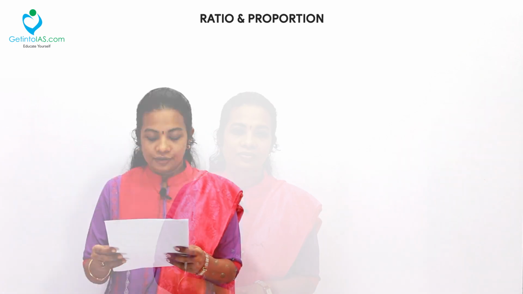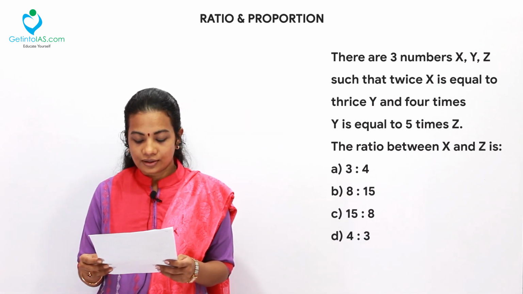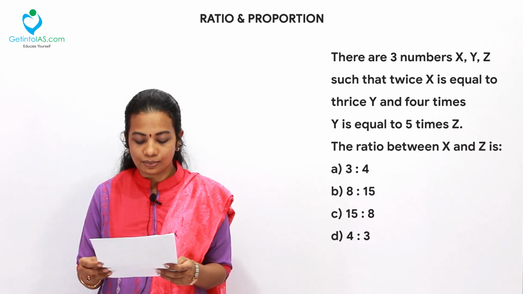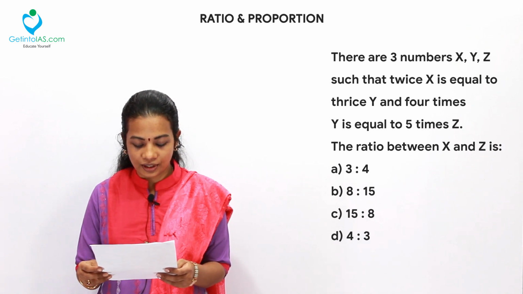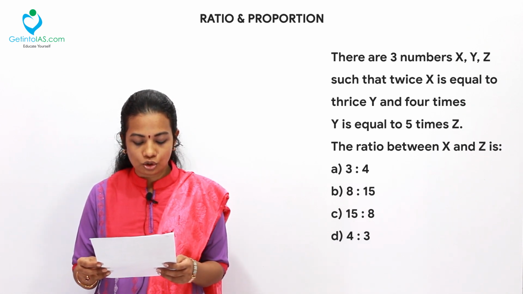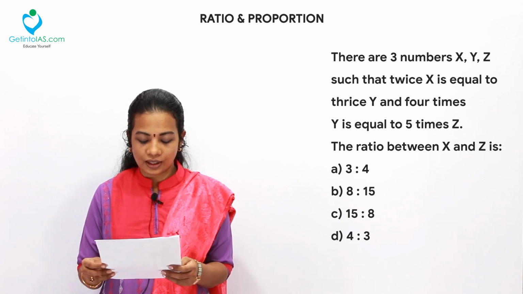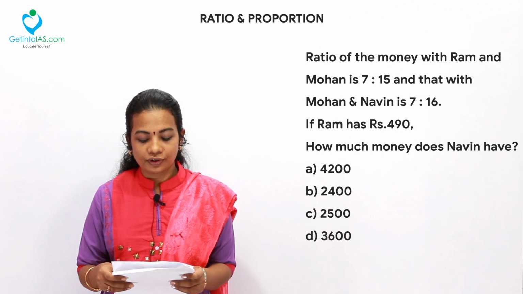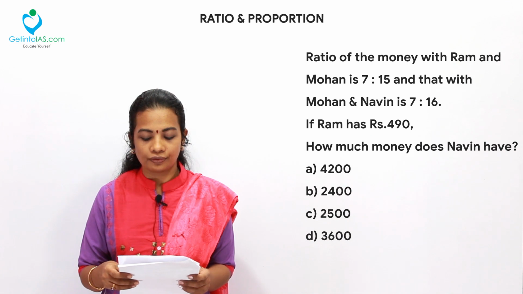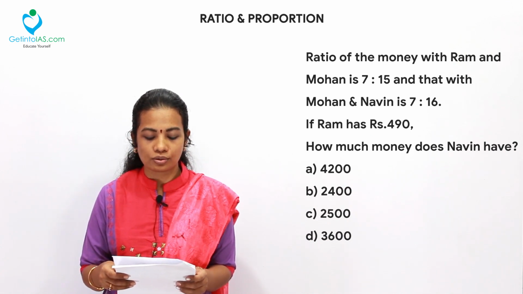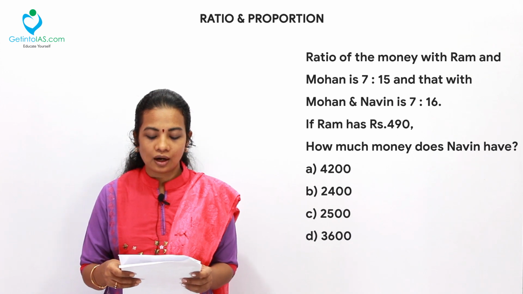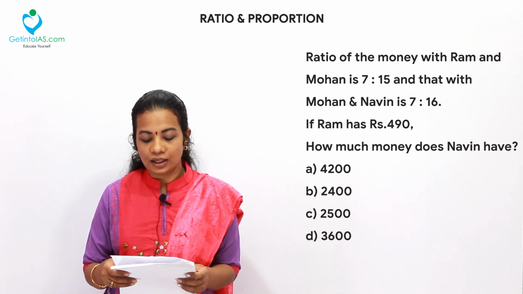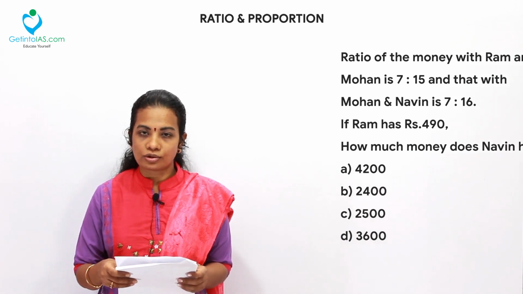Your questions are: there are 3 numbers x, y, z such that twice x is equal to thrice y and 4 times y is equal to 5 times z. The ratio between x and z is, your options: A 3:4, B 8:15, C 15:8 and D 4:3. The next question: the ratio of the money with Ram and Mohan is 7:15 and that with Mohan and Naveen is 7:16. If Ram has rupees 490, how much money does Naveen have? A 4,200, B 2,400, C 2,500 and D 3,600.